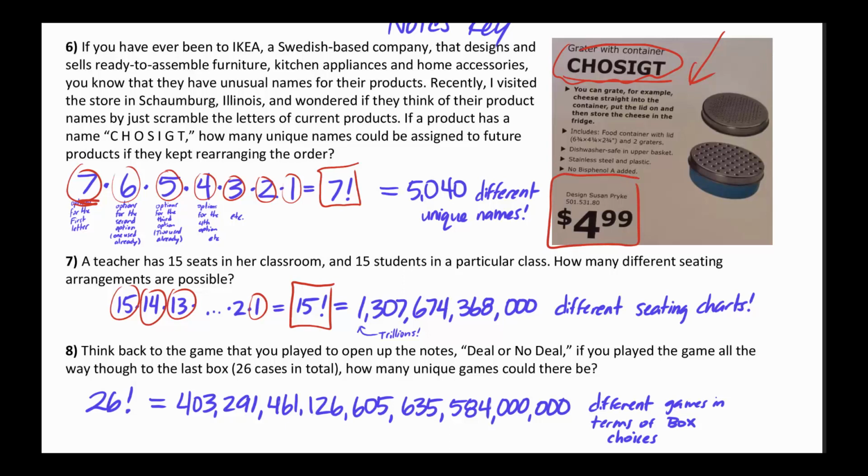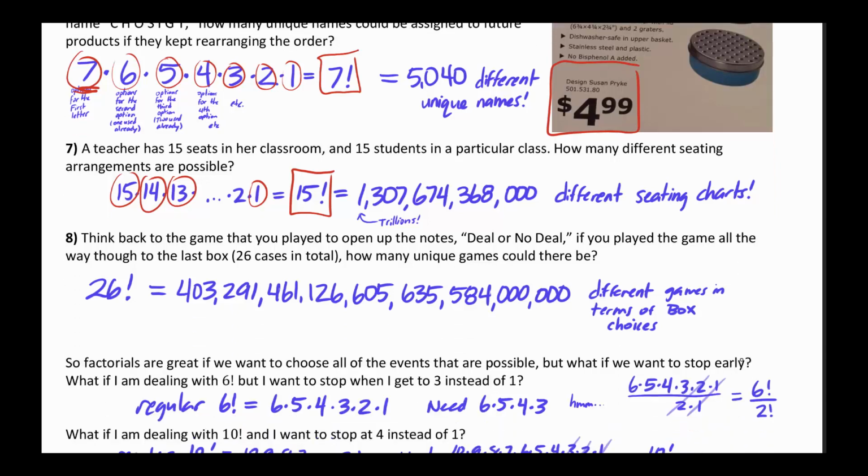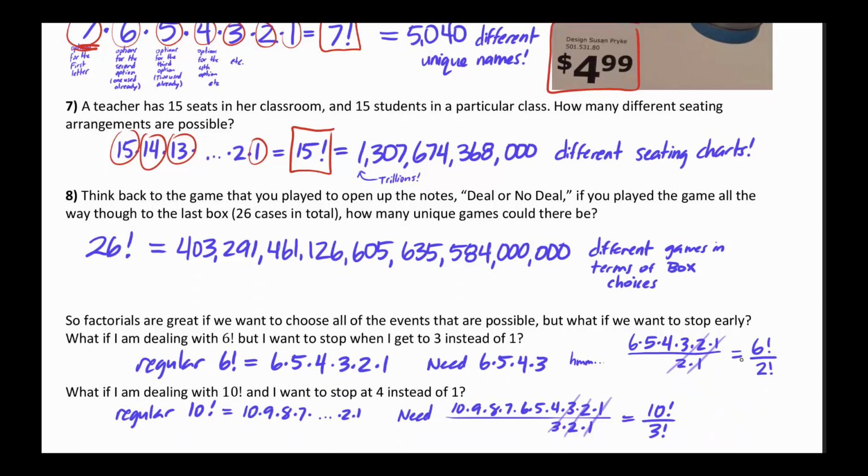Hopefully you understand factorials a little bit better. They are not hard, and it's nice that our calculators can do them. And again, this is for having different choices as you move through a progression. So this kind of brings me to a question. Factorials are great if we want to use all the possible options, but what if we wanted to stop early? What if I didn't want to choose all 26 boxes up here in the Deal or No Deal problem, and I'm only going to 20 boxes?